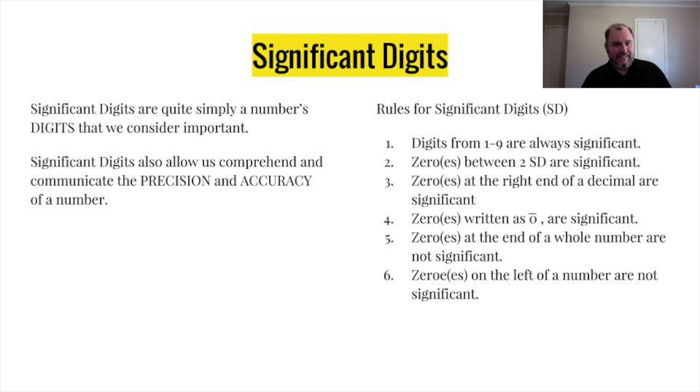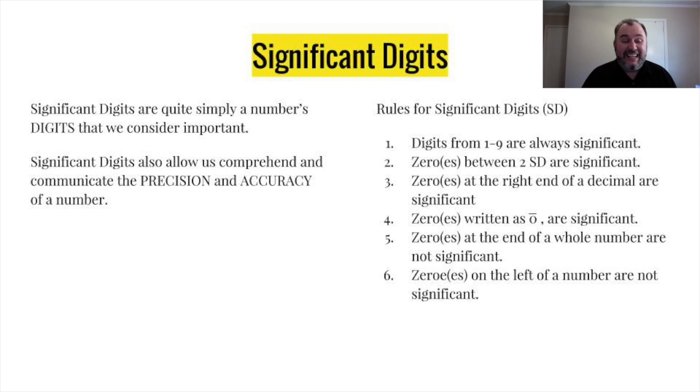All right, significant digits. Significant digits are simply numbers that we consider important. That's really about all we can say about it. Significant digits are useful. They allow us to comprehend and communicate the precision and accuracy of a number, which we'll talk about soon. Basically, they allow us to tell people our measurements, the numbers that we're seeing. It's just a way that we can make other people understand what we're doing.